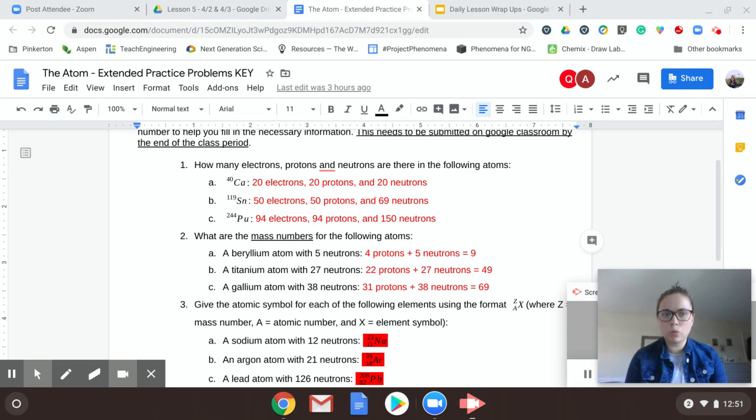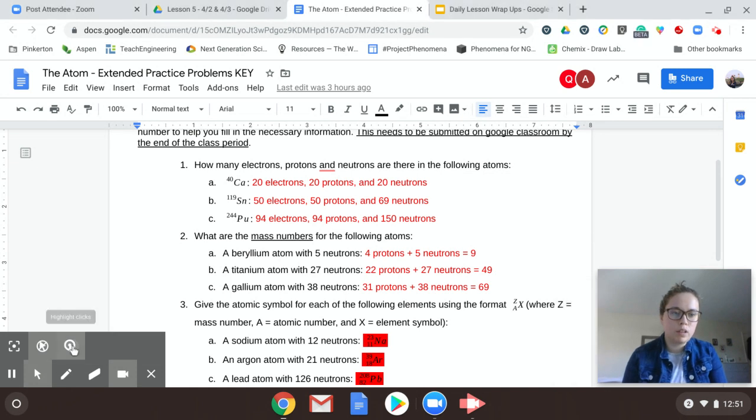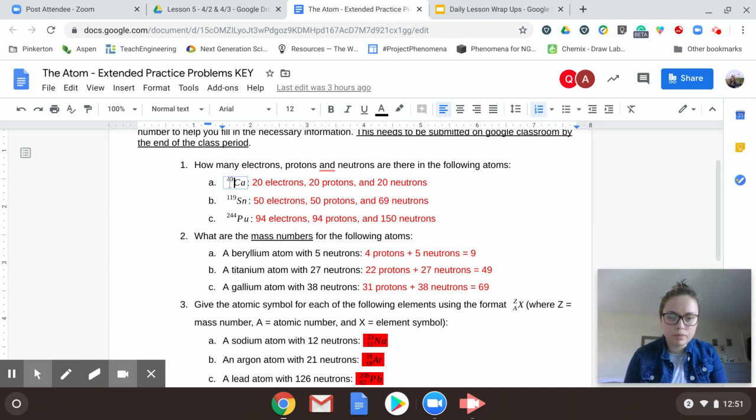So looking at number 1, we can assume that all of these atoms are neutral, okay? There's no charge here. So there's no charge on our calcium, our tin, or our plutonium. So we're going to look at the periodic table, and you should always have yours handy with you.